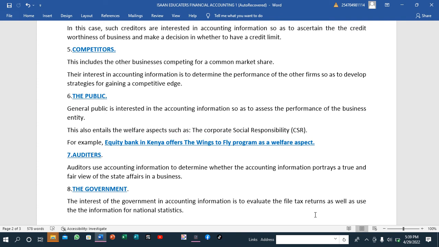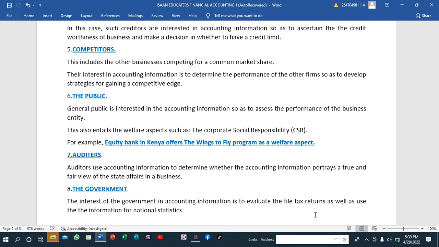So lastly, you have the government. Their main interest in accounting information is to evaluate the file tax returns as well as use the information for national statistics. When you're talking about national statistics, the government has to calculate the national income per annum. So they have to know the accounting information for each company so that they can come up with the national income gained in a year.